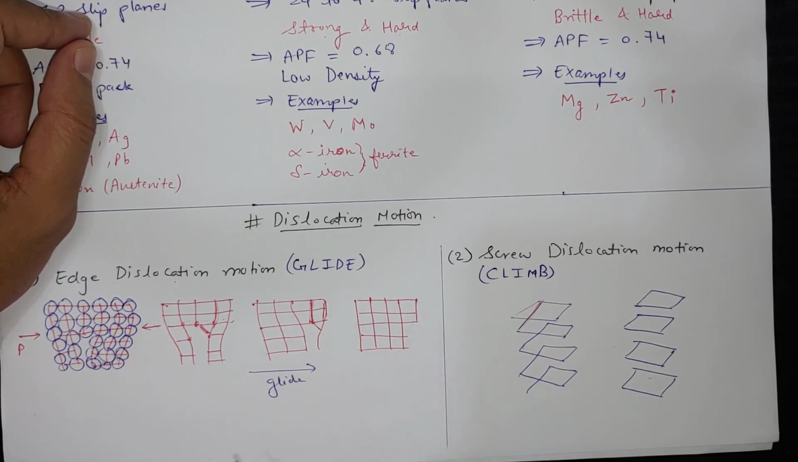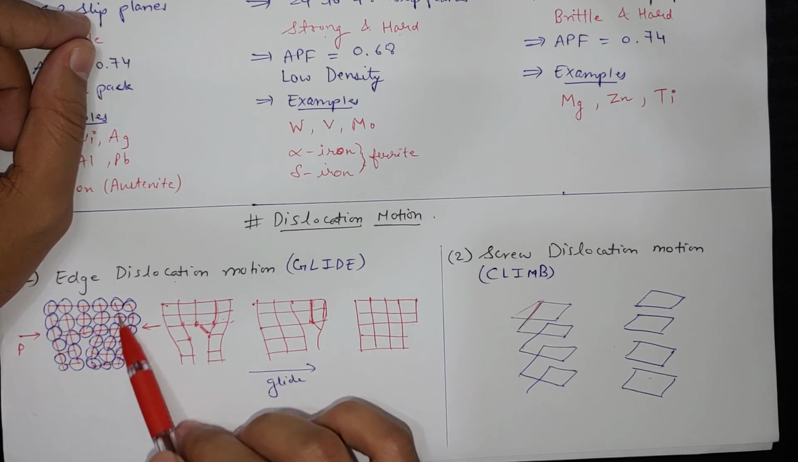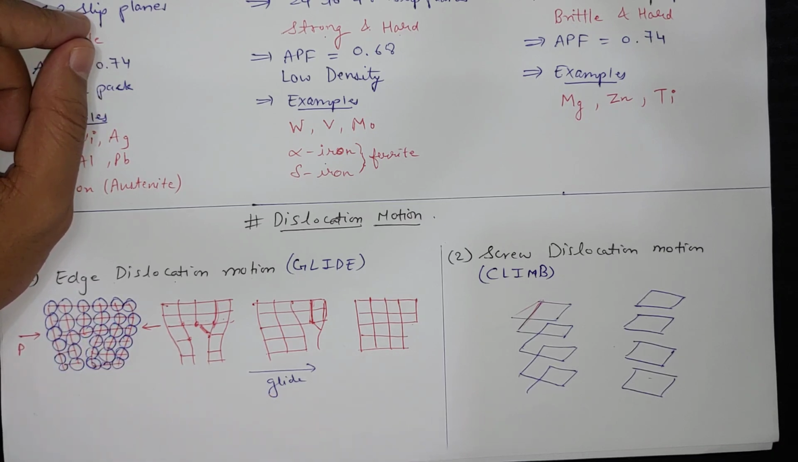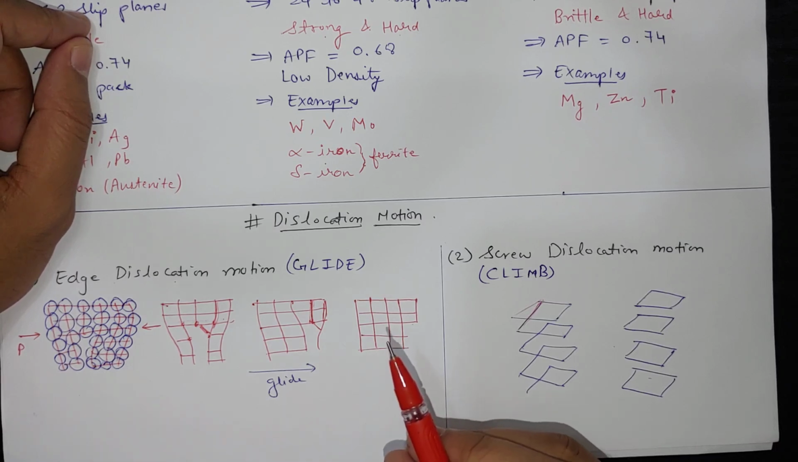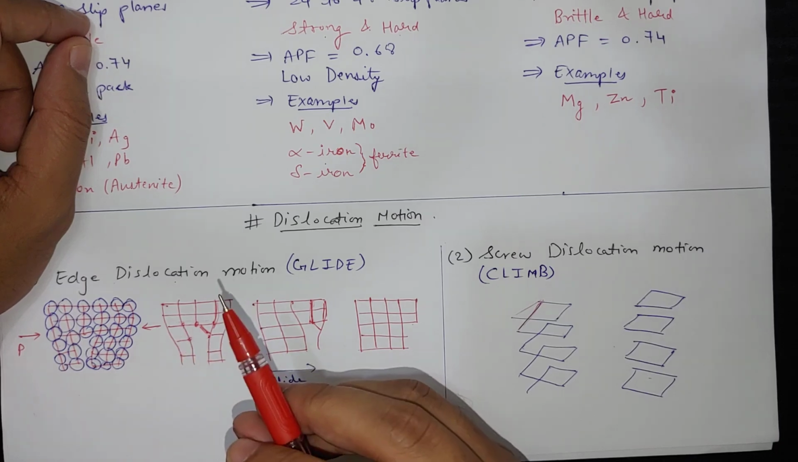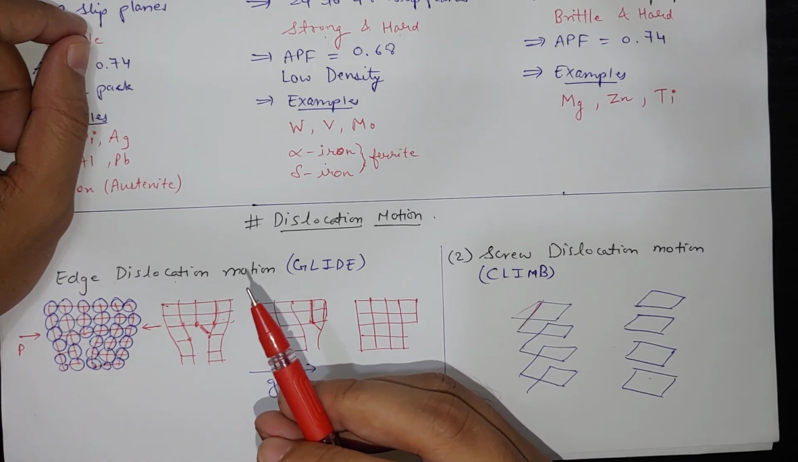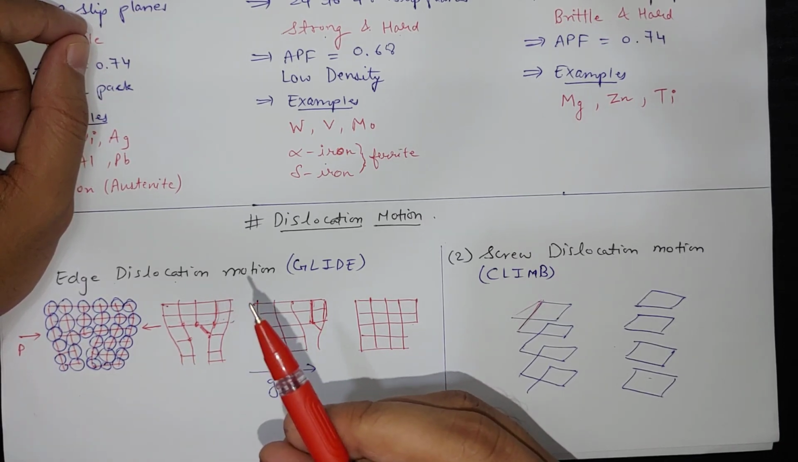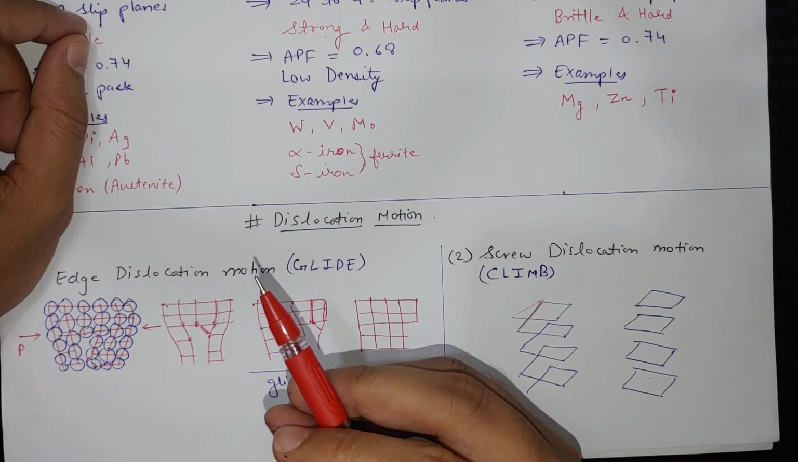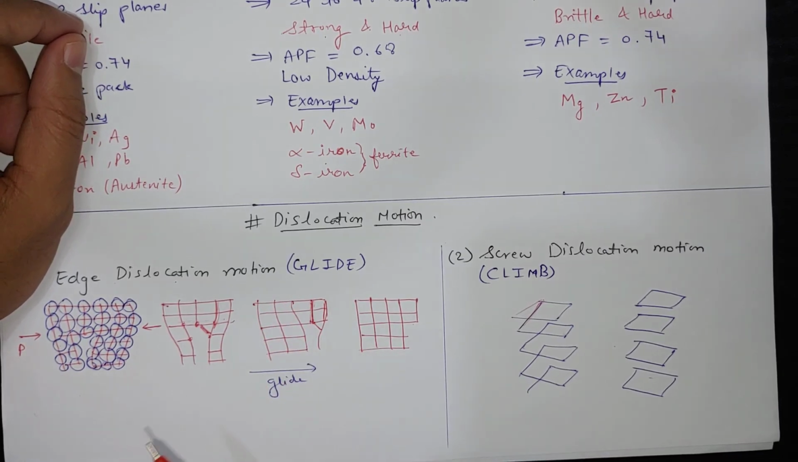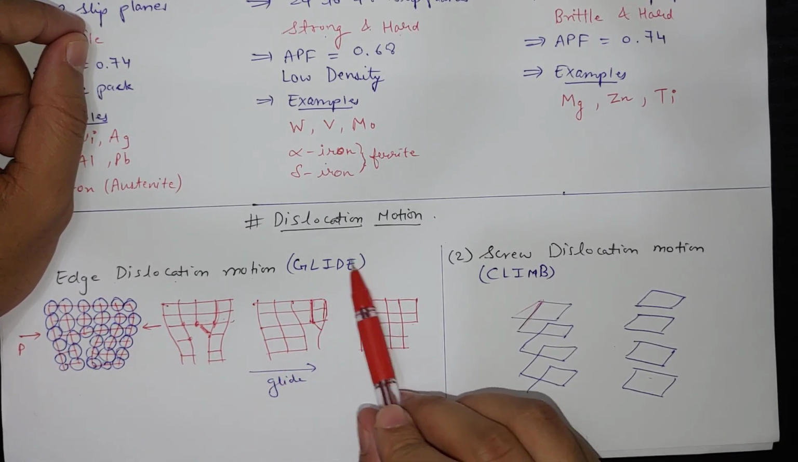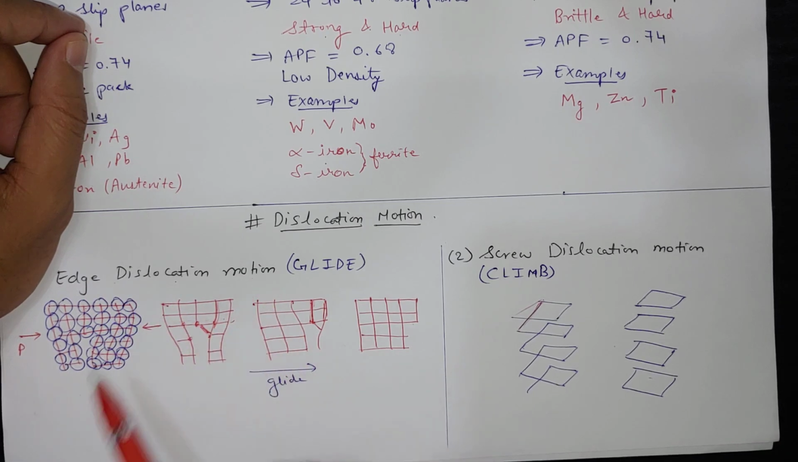at the grain boundary. So the entire dislocation comes out from each and every crystal and each and every grain, and it will accumulate at grain boundaries, and after coming to grain boundaries it will stop moving and it will show strong and hard nature. So this is how the glide nature of edge dislocation comes into picture.